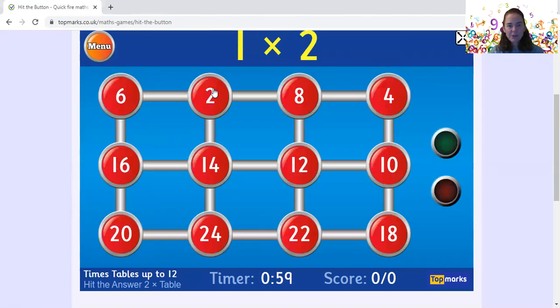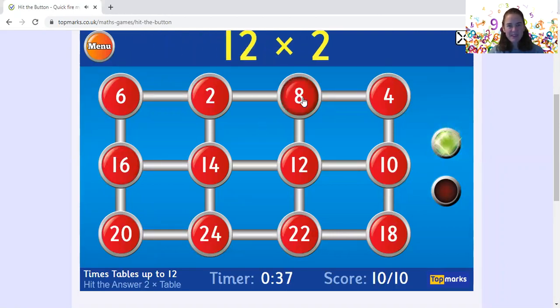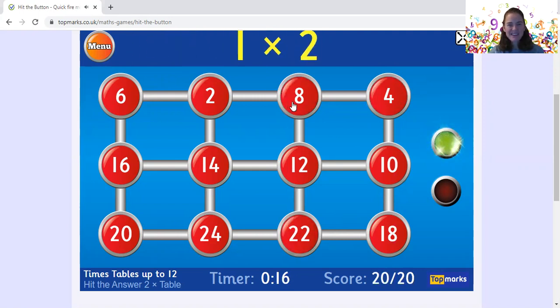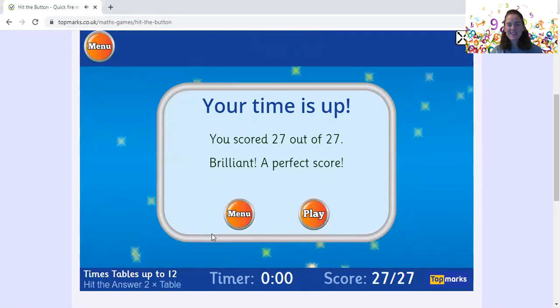Okay, let's play. 1 times 2, 7 times 2, 2 times 2, 11 times 2, 8 times 2, 4 times 2, 12 times 2, 5 times 2, 9 times 2, 6 times 2, oh, where's the 12? 10 times 2, 12 times 2. Yes, we got 27 out of 27.